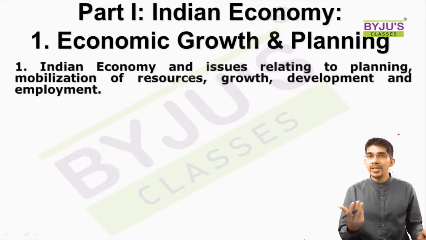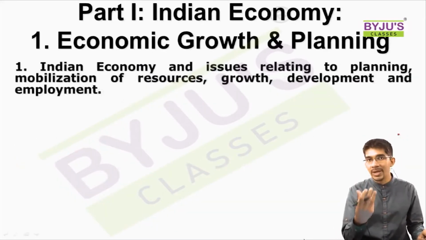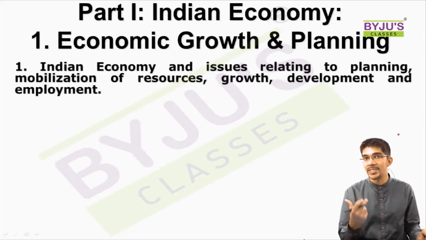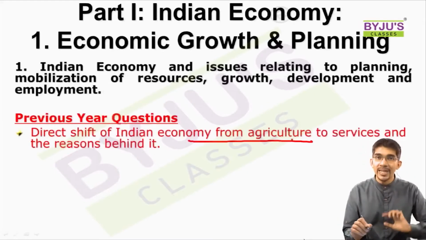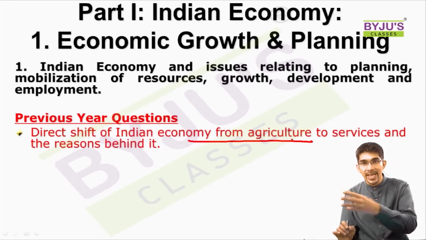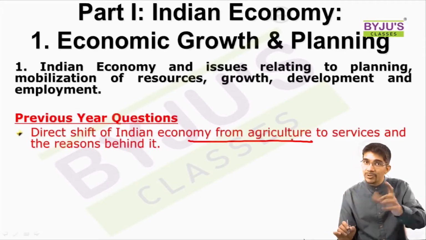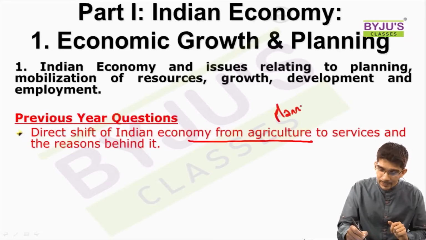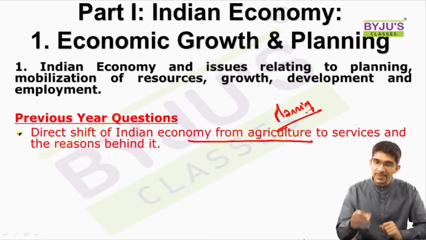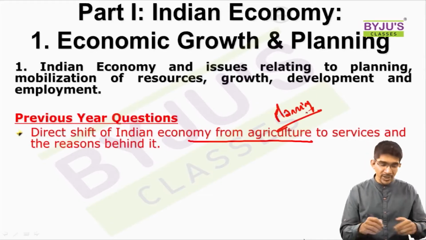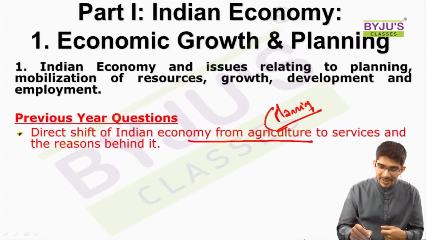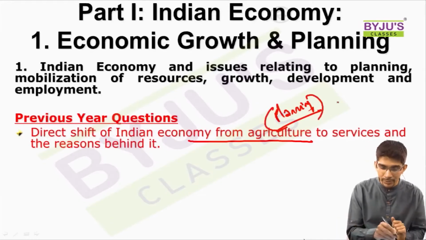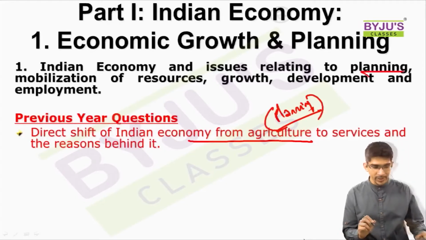So now we'll quickly look at the previous questions that have come so that you get an understanding of what kind of questions can be expected. Why did the Indian economy directly shift from agriculture to services and skip the industrial part? That is one question that had come before. So this is related to planning. If you understand the planning aspect well, this question would have been very easy. We cannot discuss all the questions here, but we are just going to indicate which part it comes from. This is coming from the planning aspect of it.